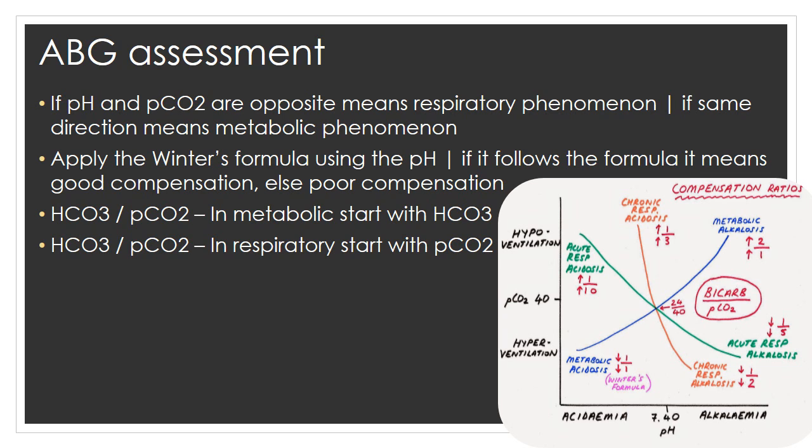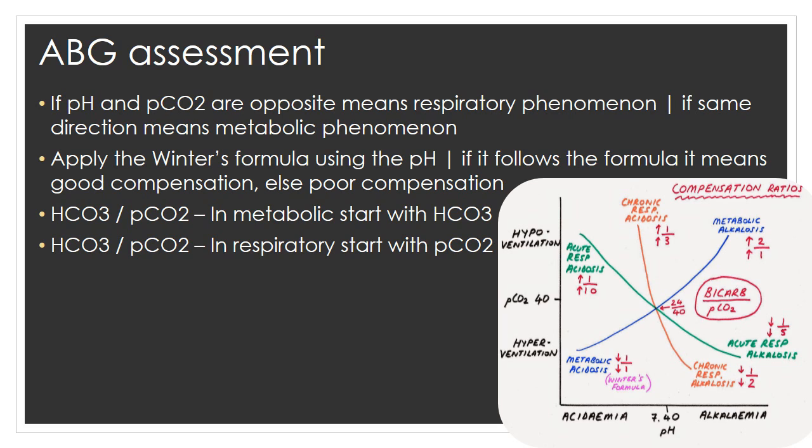The blue curve is totally opposite, that the pH is low and so is the PCO2, and on the opposite side the pH is high and even the PCO2 is high. So this is pointing towards a metabolic phenomenon. Obviously towards the left is acidosis since the pH is low, and to the right is alkalosis.